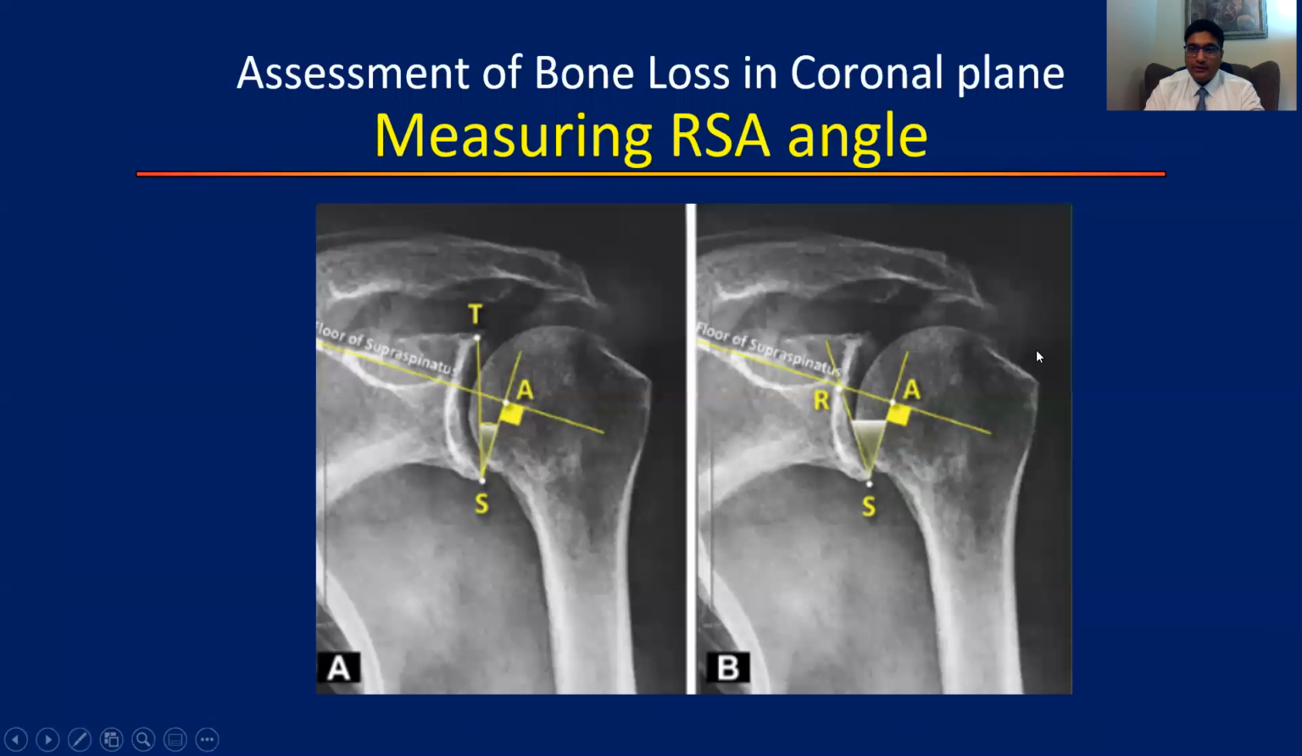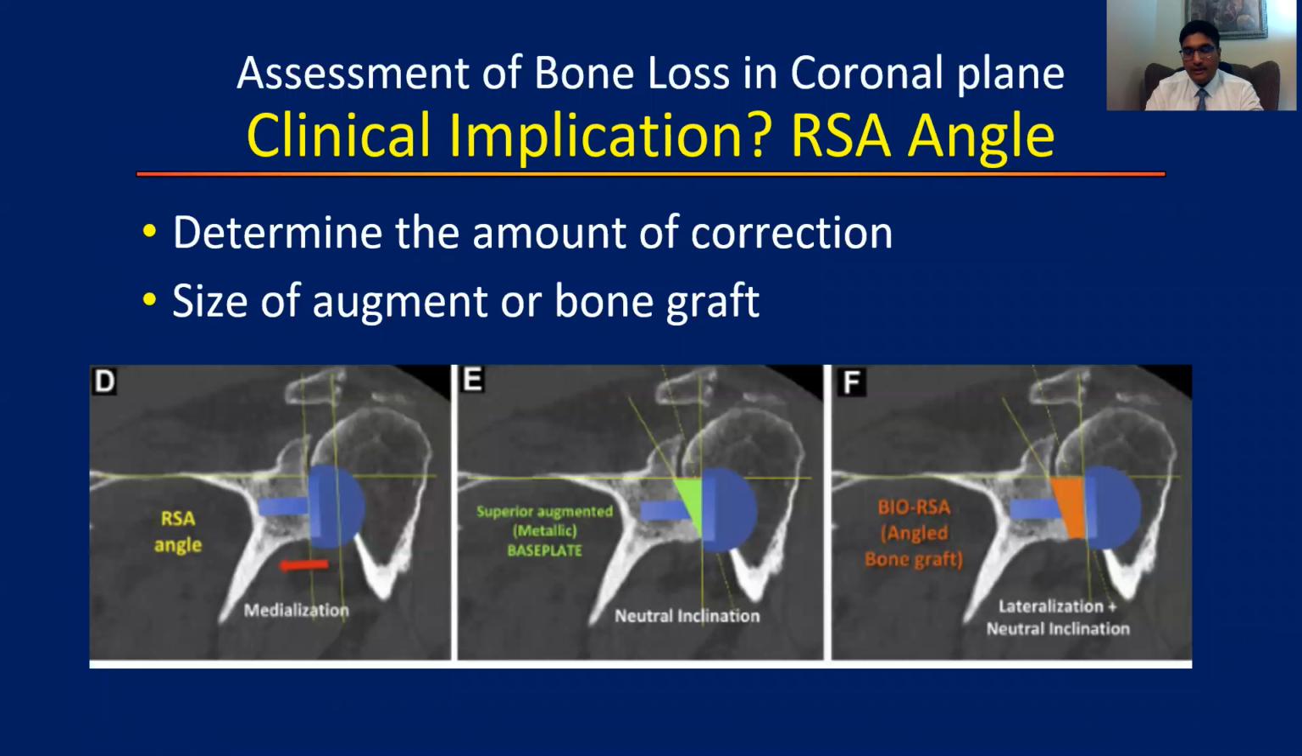To measure the reverse shoulder arthroplasty angle, a perpendicular is drawn to the scapular plane, that is the floor of the supraspinatus fossa, and then the angle between this line and the glenoid face is the reverse shoulder arthroplasty angle. It really helps us decide the amount of correction we need if we are planning eccentric reaming. It also helps us determine, as can be seen here, the amount of bone graft or metal augment we need in order to get a neutral inclination angle.